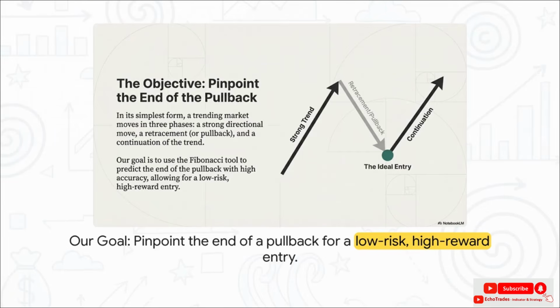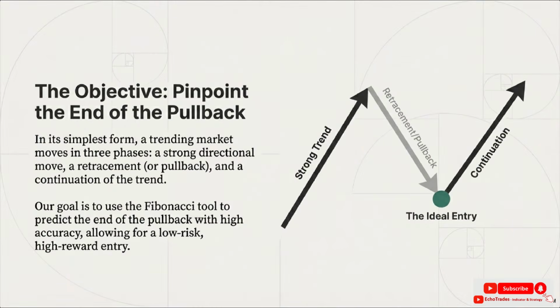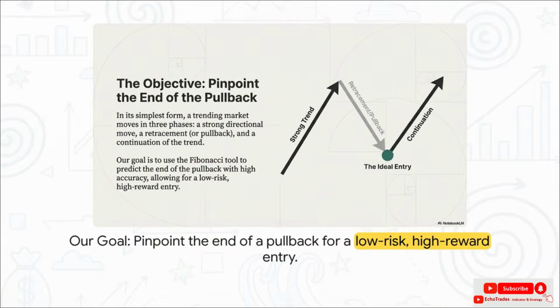So what are we actually trying to do here? What's the goal? Well, take a look at this chart. Any trending market kind of moves in 3 steps, right? You get that big initial push, then it pulls back a little, and then boom, it continues the trend. Our whole goal, the only goal of this system, is to use the Fibonacci tool to find the exact bottom of that pullback. See that green dot? That's what we're hunting for. That perfect, low-risk, high-reward spot to jump on board the trend.